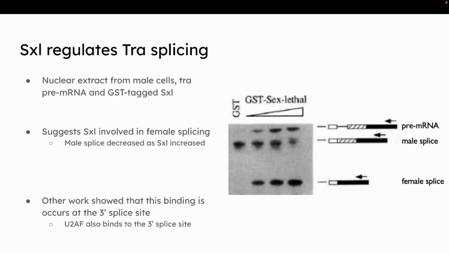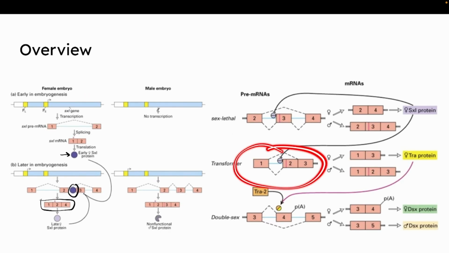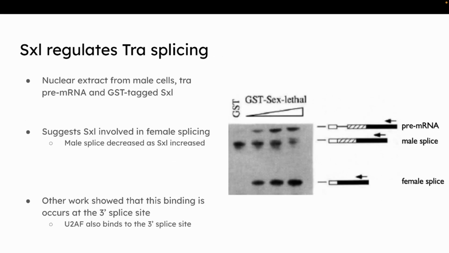And so what they did is that they had a nuclear extract from male cells, right? So male cells should have non-functional sex lethal proteins, right? And then they added TRA pre-mRNA, right? So basically what you get is this, right? And remember, we're in males, so we should not have any functional sex lethal protein. This is just this mRNA minus this functional protein. So in a normal case, this would end up just splicing like this normally, right? So you get 1, 2, 3, right? That's basically what we're thinking.